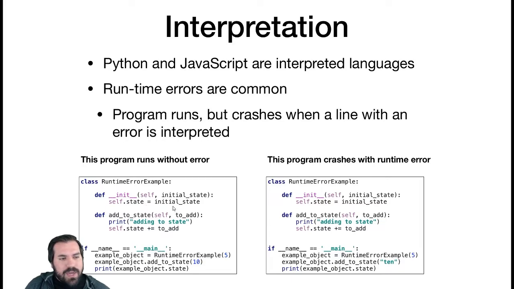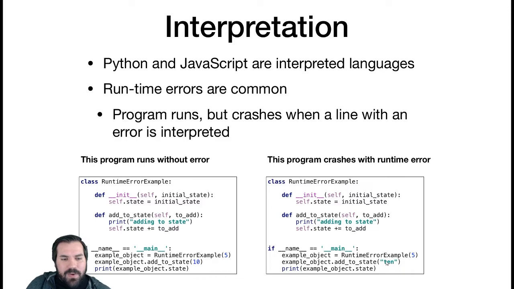But we're going to set this state variable to some initial state, which is 5 in this case, the number 5 as an int. And then we're going to call this add to state method, which is going to add 10 to that initial 5 that we gave it. We're going to print to the screen, just say, hey, we're adding this number, and then we're going to add that number to the state. So we're going to start with the value 5, add 10 to it, then print out object.state. This is going to print adding to state, and then it's going to print 15. Everything runs fine, no errors here, nothing wrong.